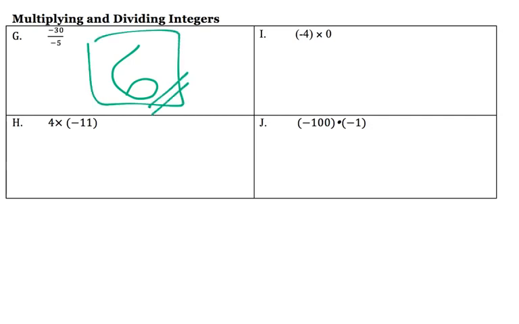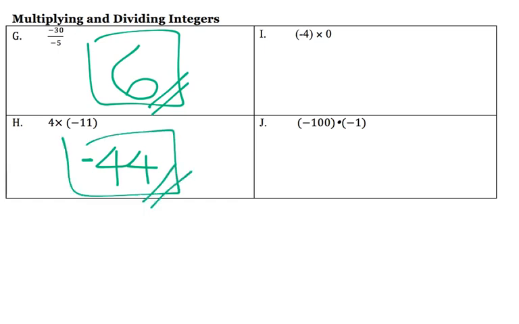Then when I get to H, it says 4 times negative 11. And I know that 4 groups of 11 is 44. But then when I want to figure out is it positive or negative, you could think of the patterns you discovered, which tell us that when we're multiplying with one negative, the answer is negative. Or, so different signs multiply to a negative.